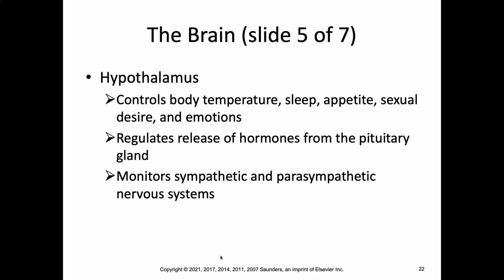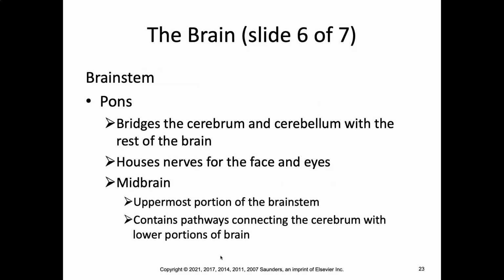Hypothalamus, it controls your body temp, your sleep, appetite, sexual desire, and emotions. It regulates release of hormones from that old pituitary gland that we'll be talking about, and monitors your sympathetic and parasympathetic nervous systems. Remember, sympathetic is fight or flight, and parasympathetic is calm down. Let's handle those activities in our body that have raised our heart rate or have our mind just flying along. So that's all of what that does.